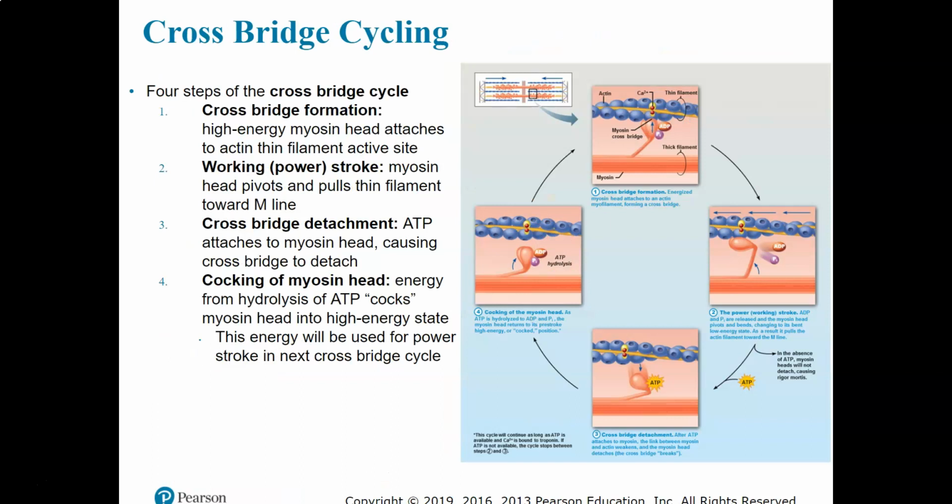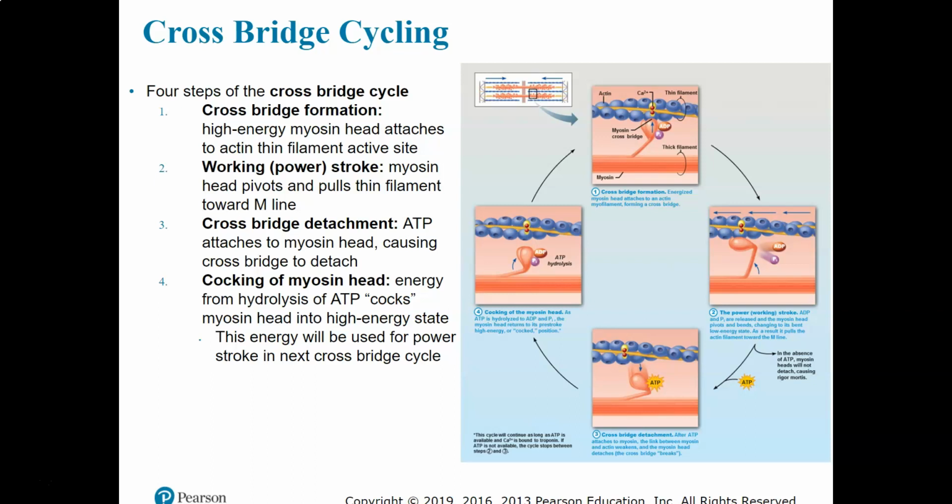Once we have that calcium inside of the cell released from the sarcoplasmic reticulum, it is going to bind to troponin. The troponin moves the tropomyosin out of the way, and then we get the cross-bridge cycling. The cross-bridge cycling is going to occur in 4 steps. 1, we are going to have the myosin head group attached to the actin. And at this point, the myosin head group is already in what's called a cocked position.